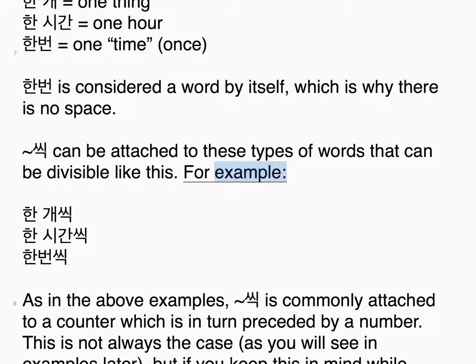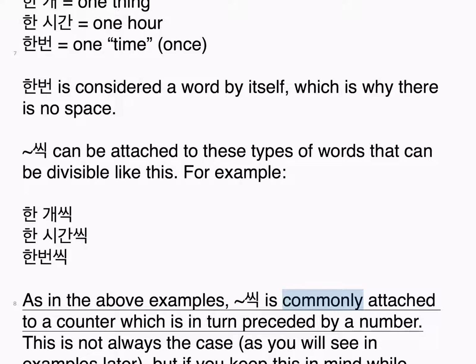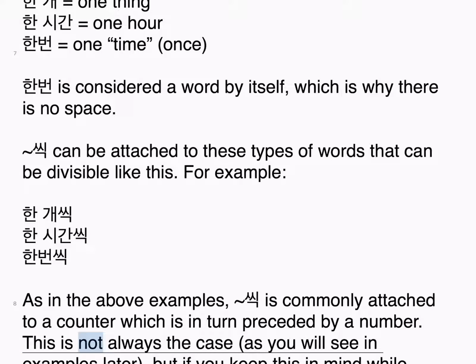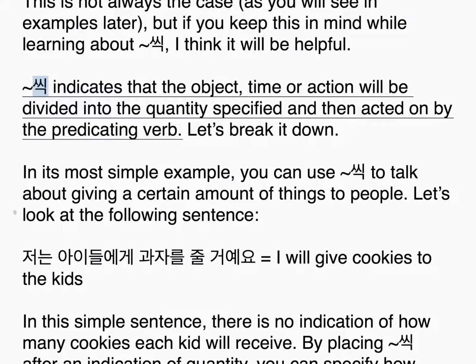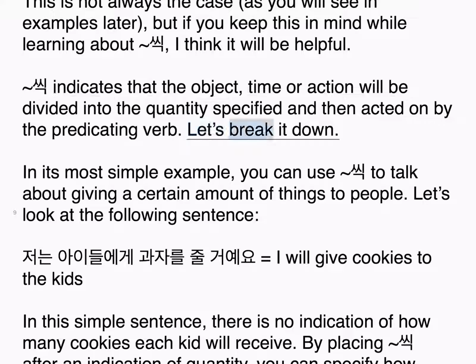For example, 한 개씩, 한 시간씩, 한 번씩. As in the above examples, 씩 is commonly attached to a counter which is in turn preceded by a number. This is not always the case, as you will see in examples later, but if you keep this in mind while learning about 씩, I think it will be helpful. Tilde 씩 indicates that the object, time or action will be divided into the quantity specified and then acted on by the predicating verb. Let's break it down.